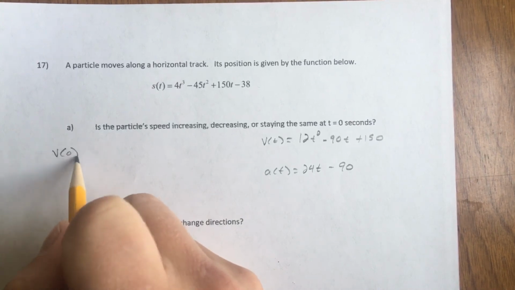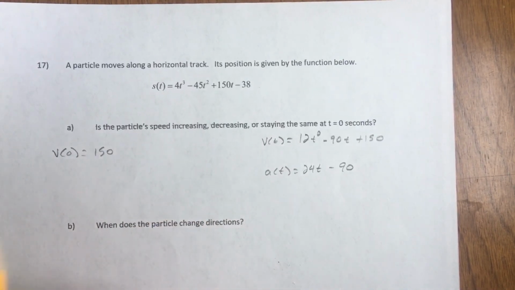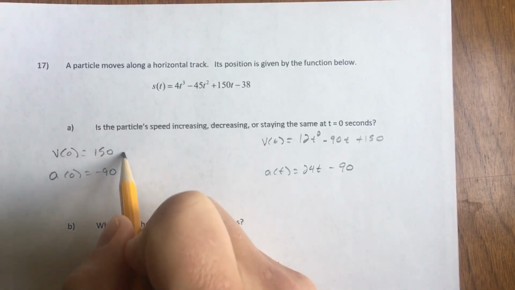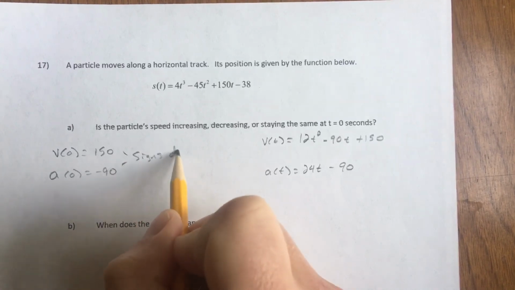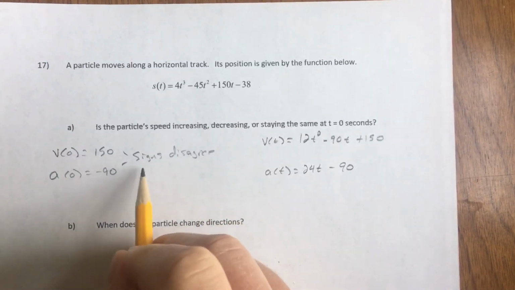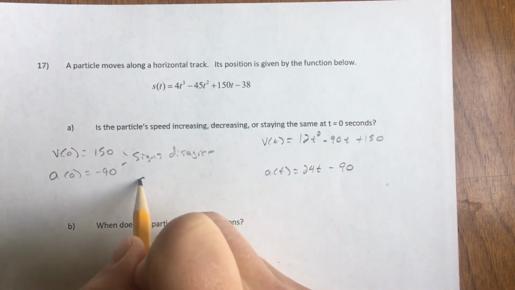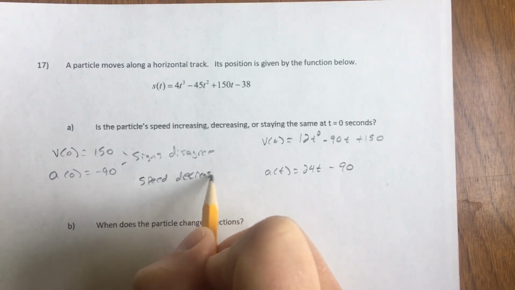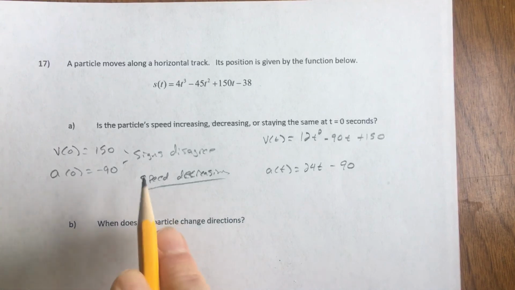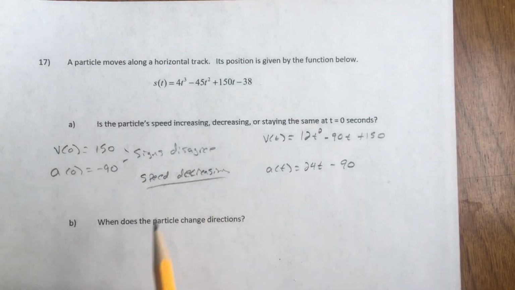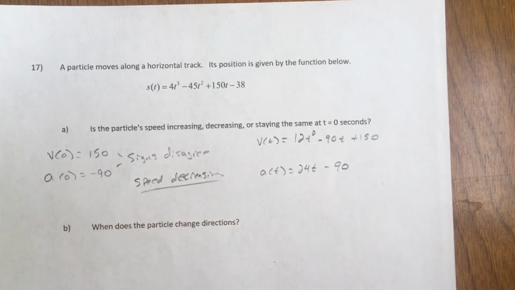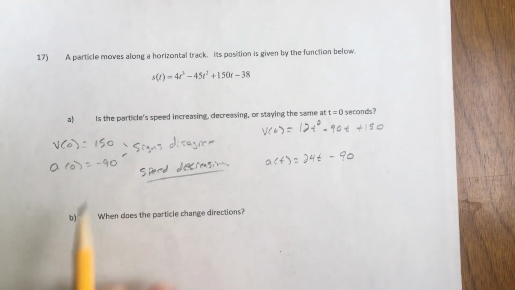So our velocity at 0 is 150. That's positive. Our acceleration at 0 is negative 90. That's negative. Signs disagree. Because the signs disagree, our speed is decreasing. If the signs agree, even if they're both negative, then we would be speeding up, either in a positive direction or a negative direction. If they disagree, we're slowing down. Okay? And that's how we answer something like that.